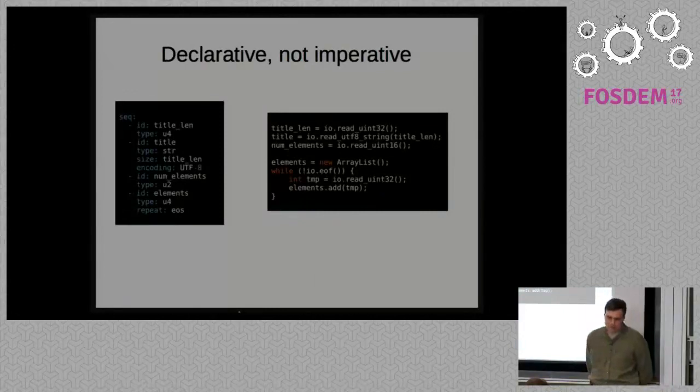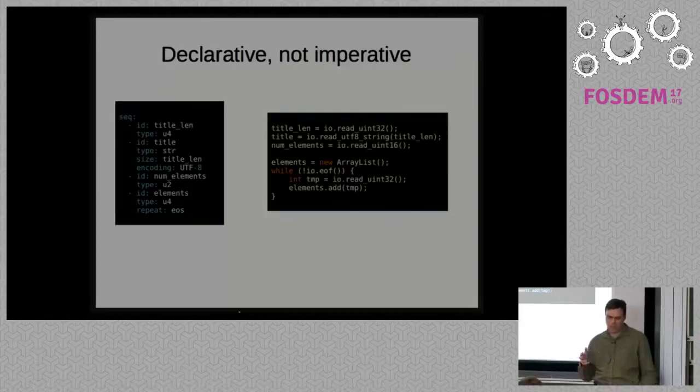This is how our KSY files look. Basically, it's YAML. It allows us to set up some fields, some field types, and that is important because it's declarative and not imperative. On the left, we see our declarative specification. On the right, we see what it usually compiles into, some kind of imperative code.